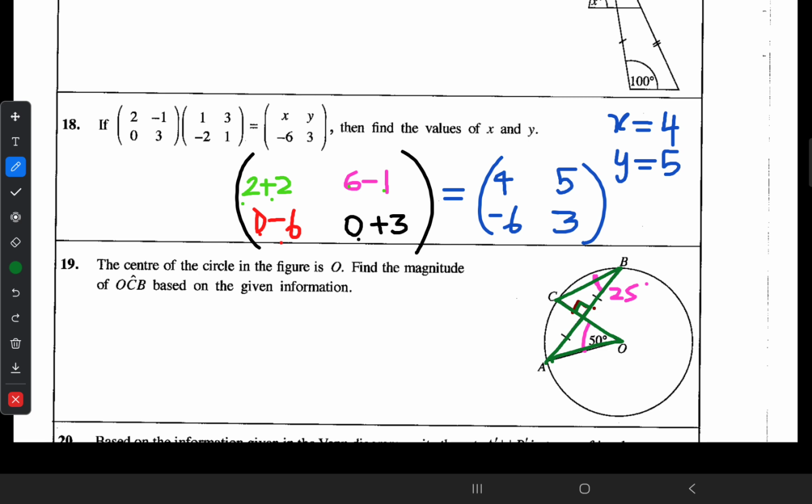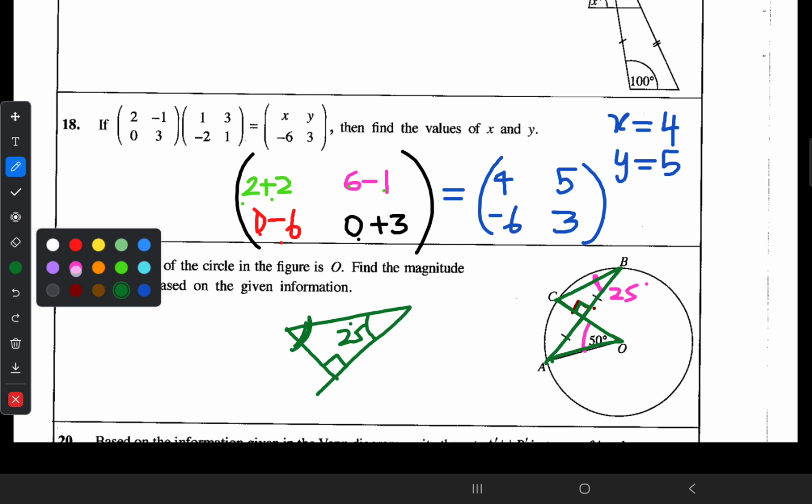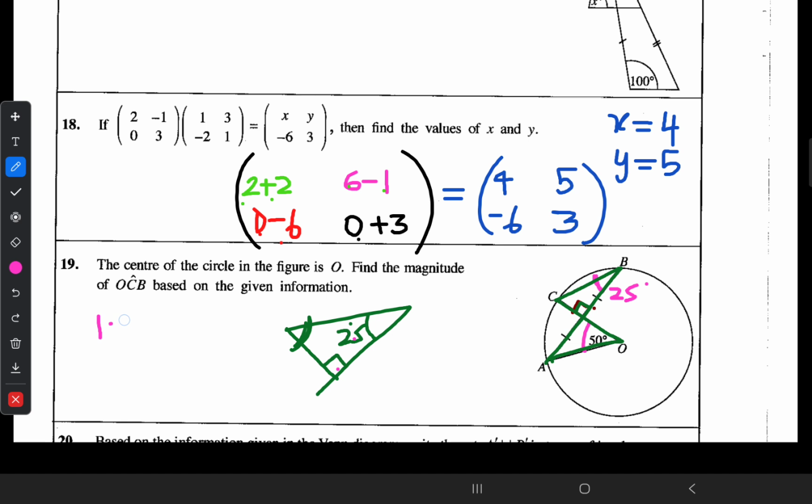Likewise, we found 25. Now I will draw this triangle here. This is the angle which we need to find, OCB. Here we have 90 and here we have 25. So get the sum of 90 and 25, that is 115. From 180, when we subtract 90 plus 25, 115, that would be 65. 65. That is the remaining angle. That means OCB should be equal to 65 degrees.